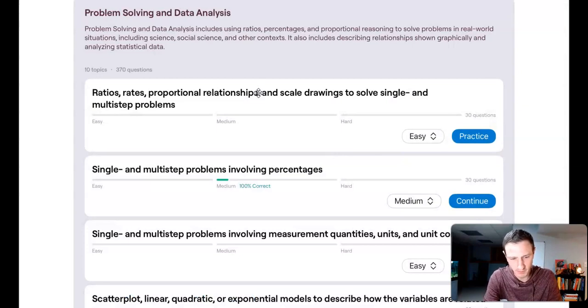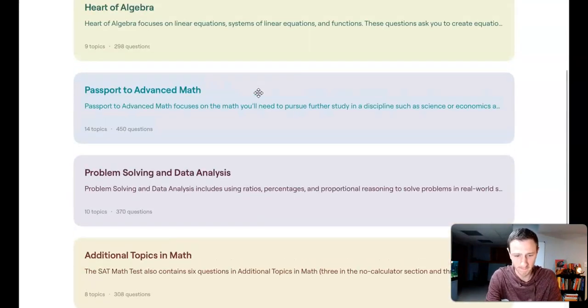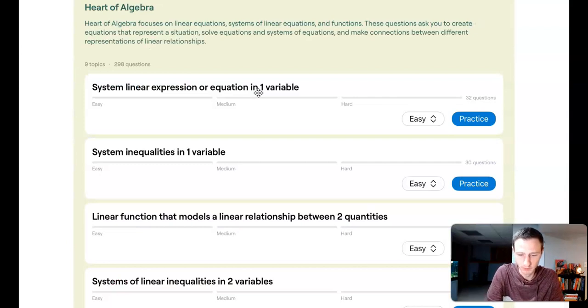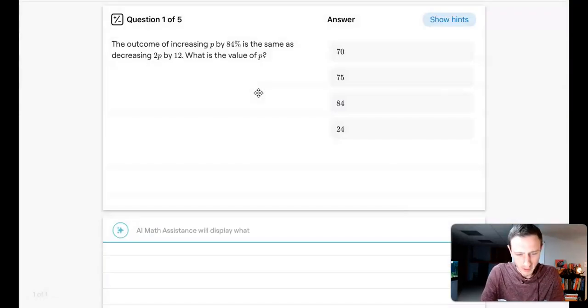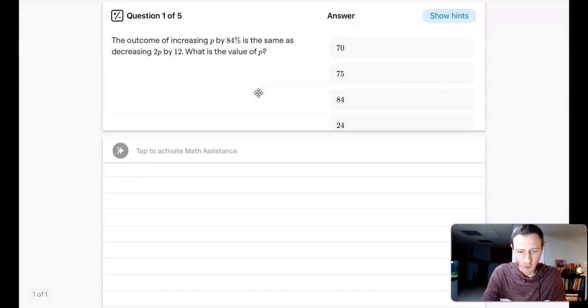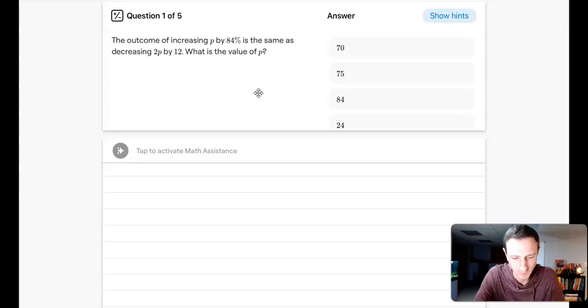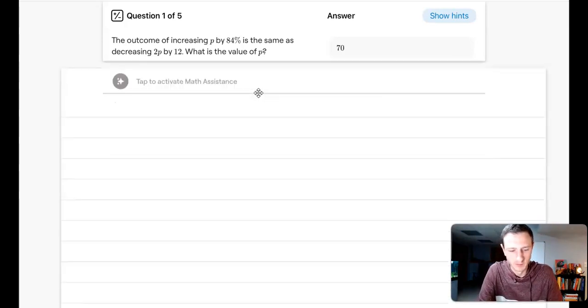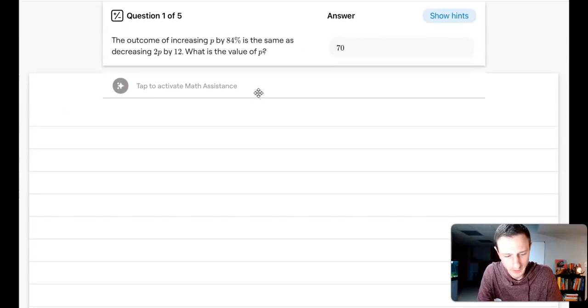So in my next medium difficulty, I pull topic 1, question 1. This is medium. Solving linear expressions or equations in one variable. Oof. The outcome of increasing p by 84% is the same as decreasing 2p by 12. What is the value of p? So we're taking p and increasing it by 84%.